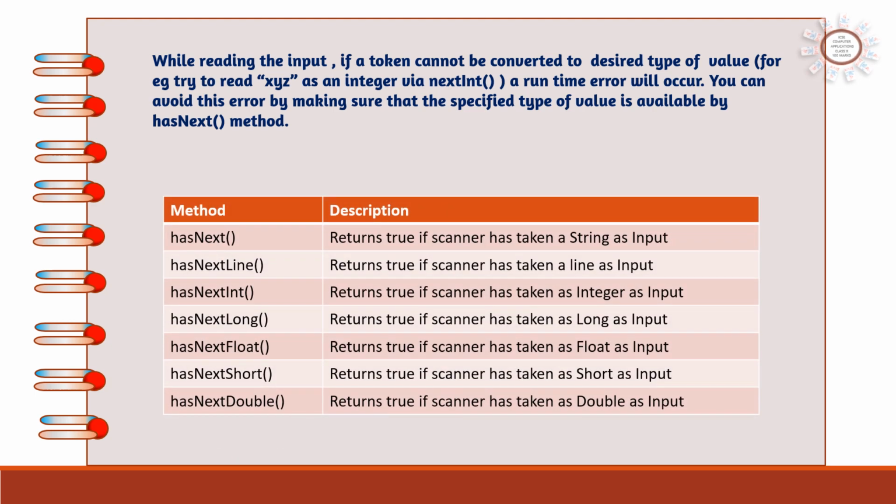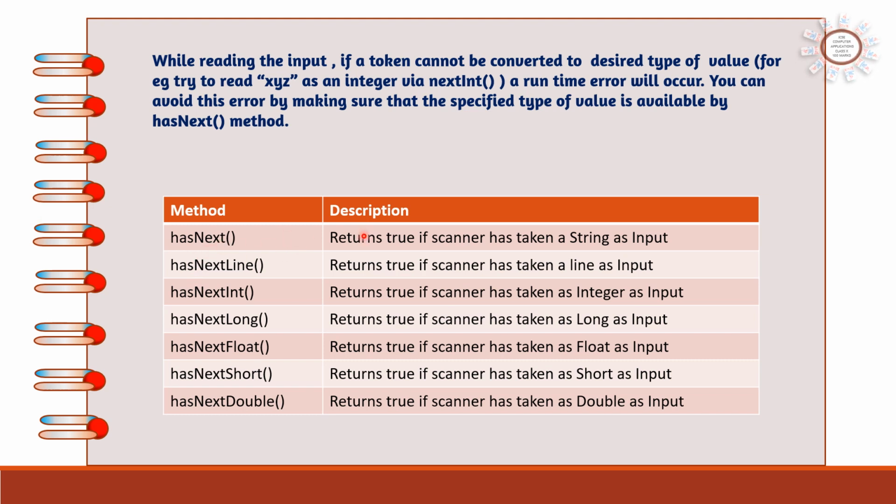So here, hasNext. next, as you know, will accept words, and hasNext, in this case, N will be capital. When you use sc.next, simply sc.next, n is in small case, and hasNext, N will be in capital letter.